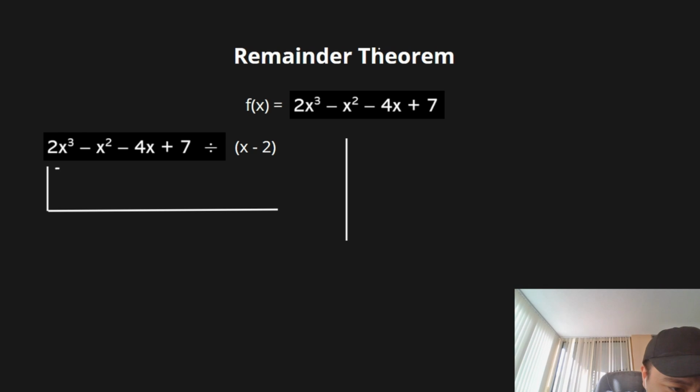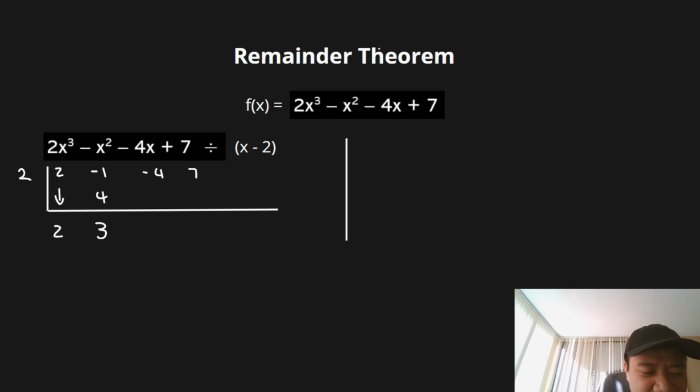So we just set it up: 2, -1, -4, 7, with 2 on the side. For synthetic division, we bring this down. We get 2. 2 times 2 is 4. -1 plus 4 is 3. 3 times 2 is 6. -4 plus 6 is 2. 2 times 2 is 4. 7 plus 4 is 11. Okay, so we got our result here.